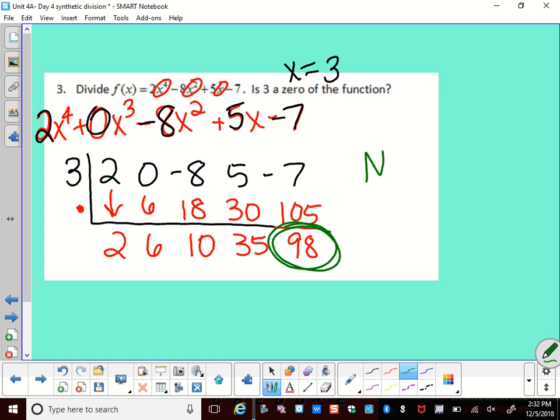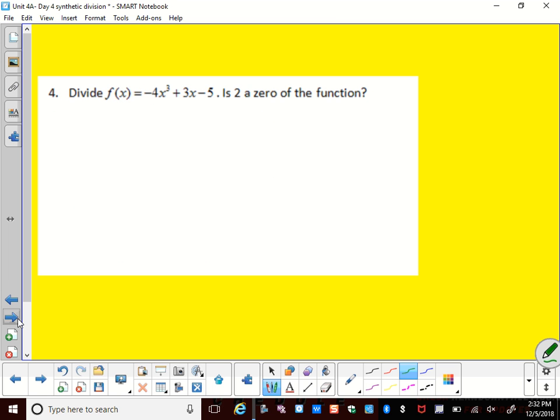If you guys do all that work and then don't write yes or no, you're going to be pretty mad at yourself. This is asking you a question. Is 3 a 0? You also can't just guess through your test and write yes or no. Do the work. Guessing gives you a 50% chance to get it right. Either yes or no. Alright, number 4.